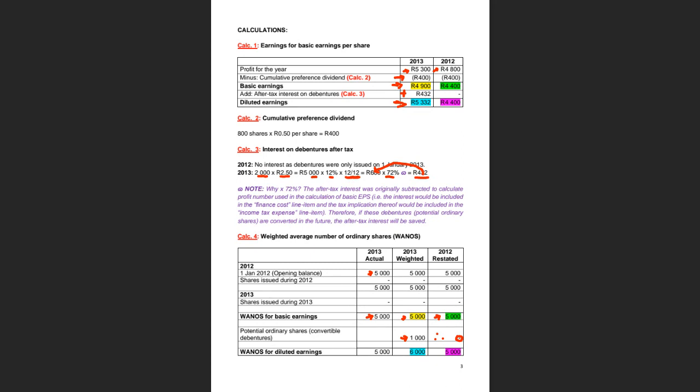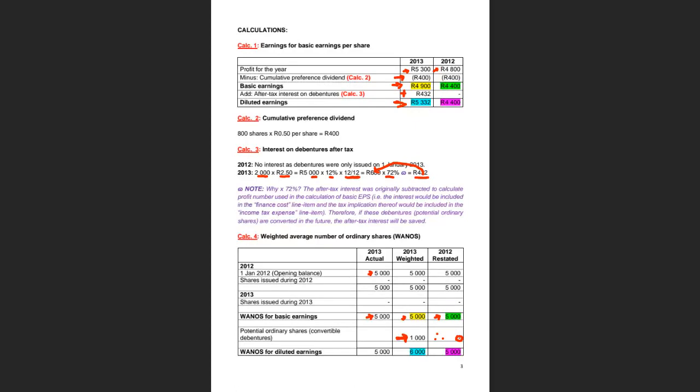Another thing is that these shares were conveniently issued at the beginning of the year. What would have happened if they were issued through the year, or sometime in the year? We would have had to weight them. So for example, now I'm going to change the question and we're going to say, let's assume that these shares were actually issued halfway through the year, so 6 months in.